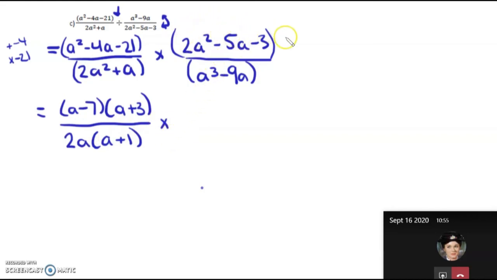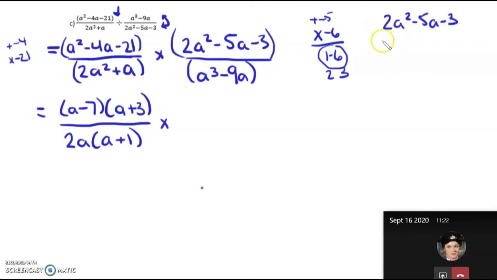This is a trinomial here. What two numbers multiply to -6 and add to -5? Factors of 6 are 1, 6, 2, and 3. If they have to add to -5, it's going to be 1 and -6. But this one's decomposition, so I'll just show you decomposition on the side of the paper, and you may have to do this for these questions.